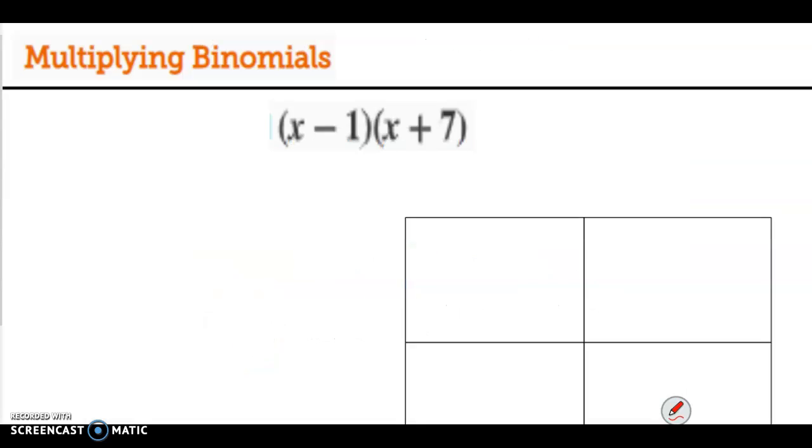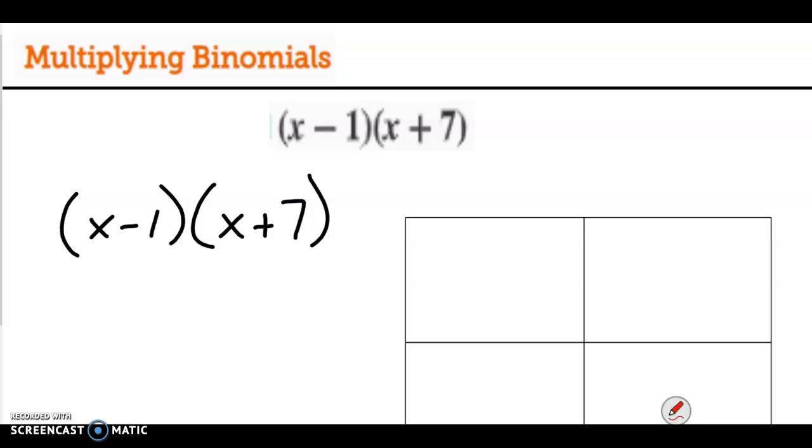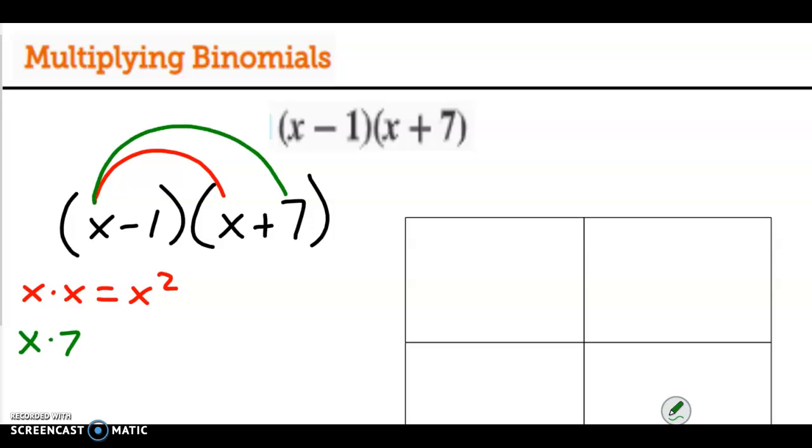So there's really two ways you can go about this. There's that FOIL method, what I like to call it. Okay, you've got the x minus 1 times x plus 7, where we're going to go through in order. First is going to be that x times x, which is going to be x squared. Okay, you've got that x times x, that'll give you x squared. And then you've got your outside, so we're going to take that first term in the first binomial and multiply it by the second piece, the two outside terms. So you have x times 7, which is going to be 7x.